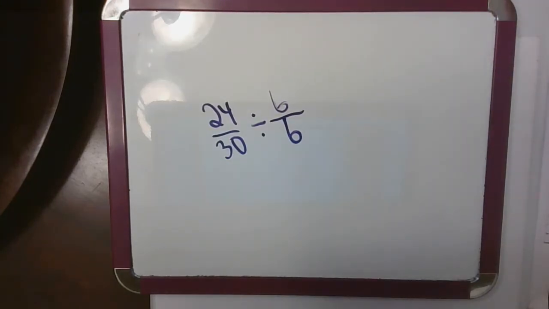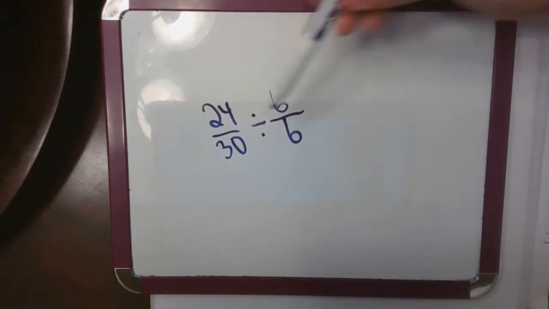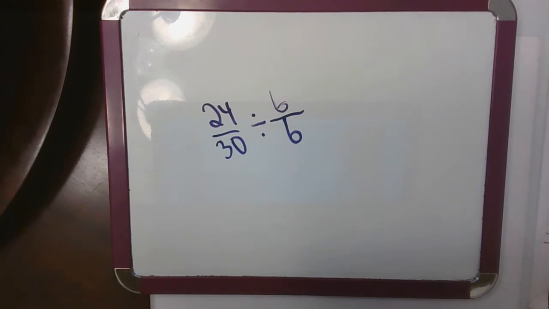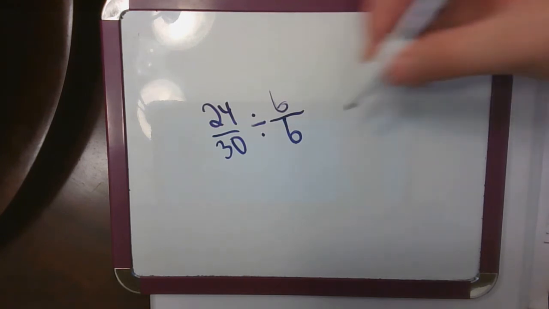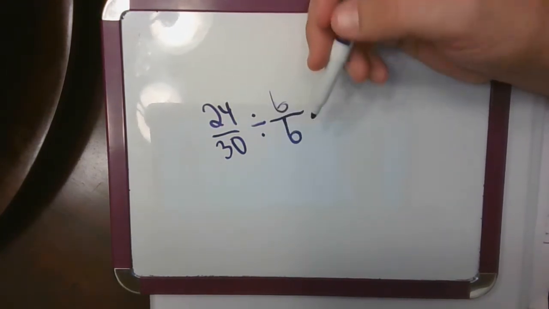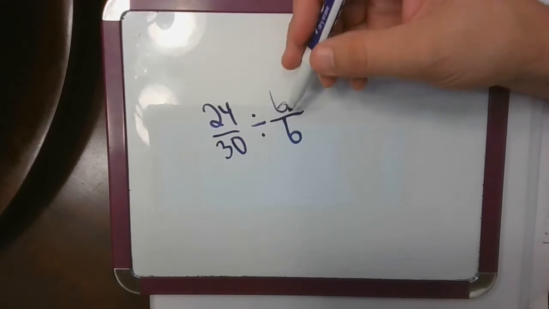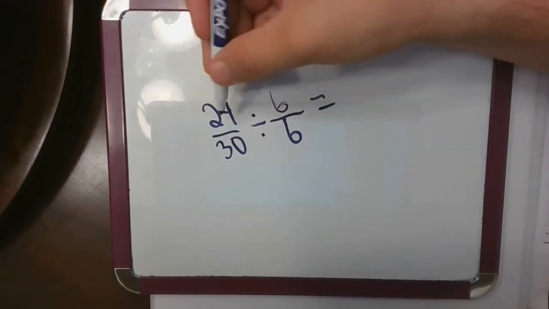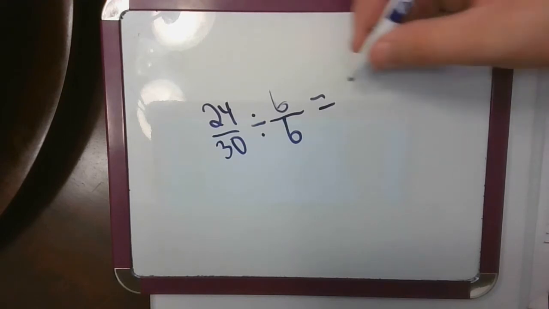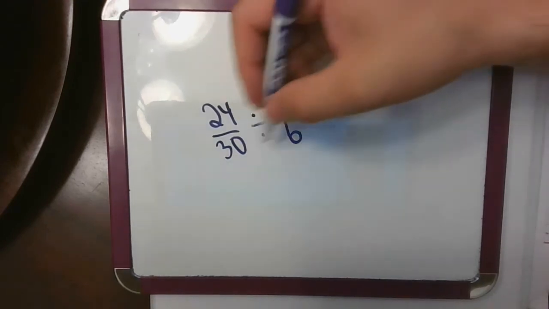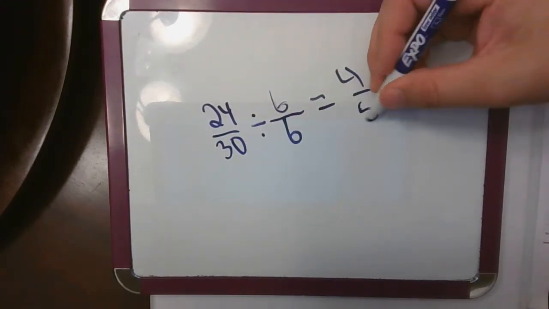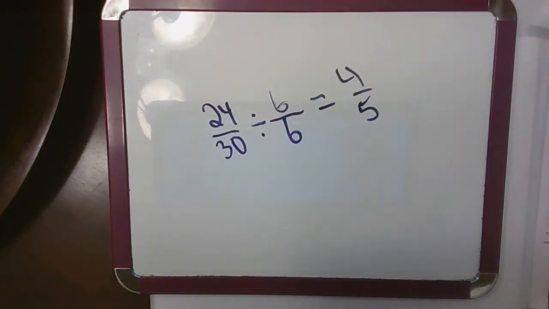If I just divide it by 6, then I'm only changing the numerator. I'm breaking it up into 6 equal size pieces. I want to divide it by 1 because it'll be the same thing. So I'm dividing it by 6 over 6. So it works the same way. 24 divided by 6 is 4, and 30 divided by 6 is 5. 24/30 is equal to 4/5.